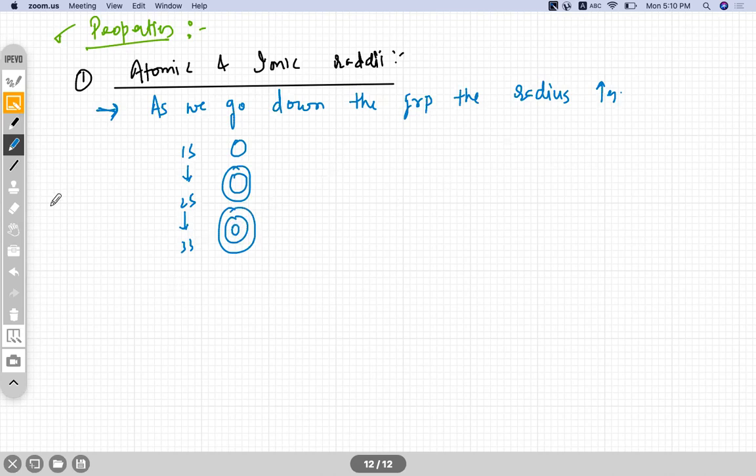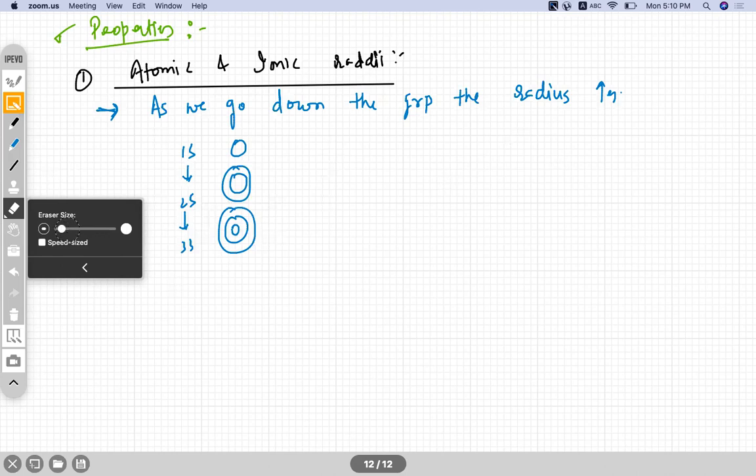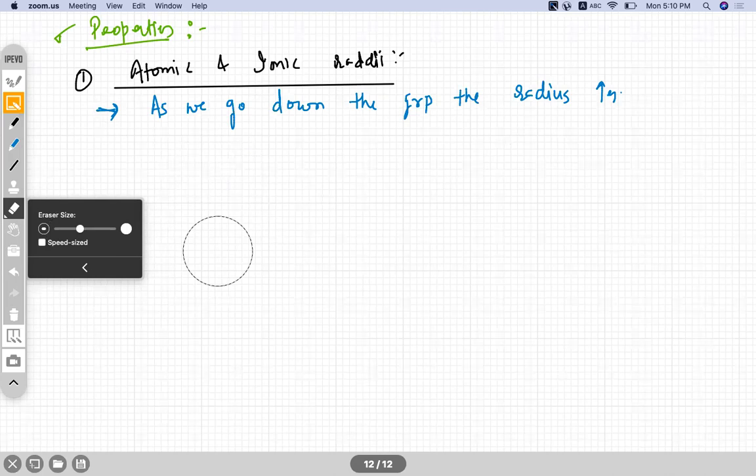Hence the size increases. So write down, as we go down the group, the atomic and ionic radius increases, because of less effective nuclear charge and due to the addition of one extra shell. Due to the presence of an extra shell. Okay, done.